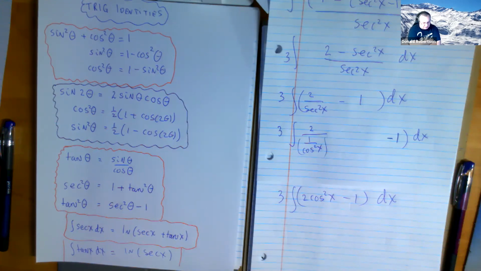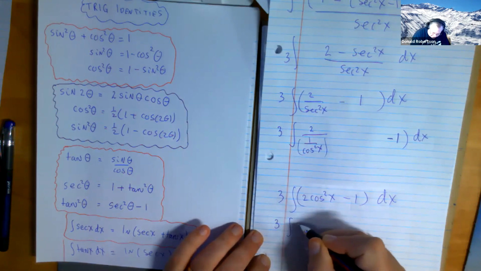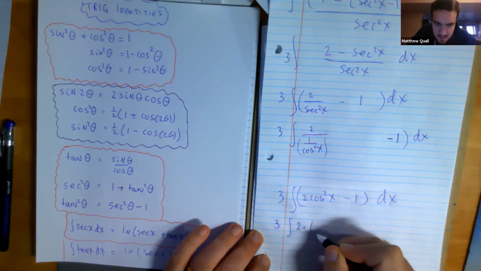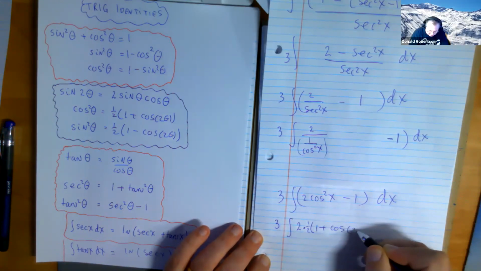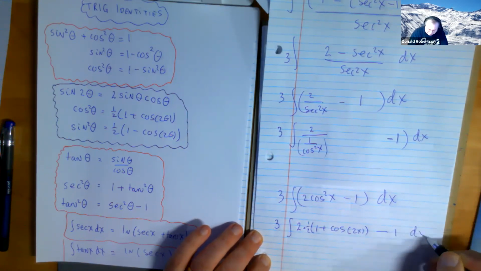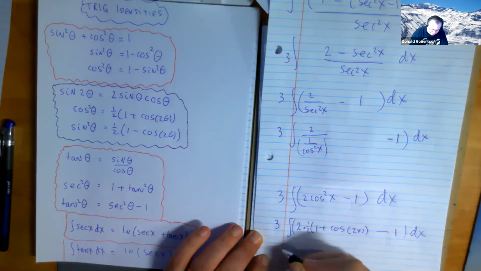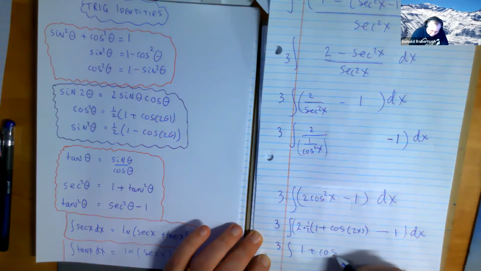Isn't there something I can turn cos squared into that allows me to get to a place where I can eventually actually integrate? What's cos squared equal to? There's the half angle identity. So it's a half, 1 plus the cosine of 2x. Take away 1, dx. That 2 times a half cancels out, so basically I'm left with this guy.